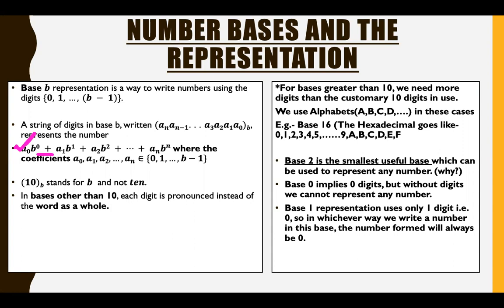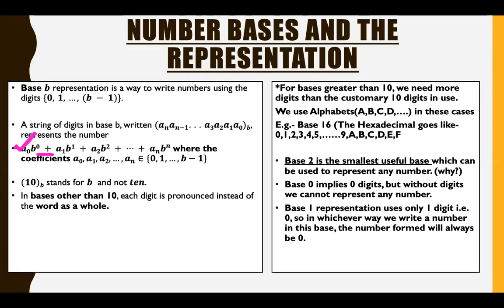For some bases other than 10, the digits are pronounced individually rather than as a whole. For example, base 16 uses the digits 0 to 9 and then the alphabets, which we pronounce as words too. For bases greater than 10, you need more digits than the customary 10 digits. So here we use the alphabets A, B, C, D, and so on. Base 16 is the hexadecimal base. This is 0 to 9, and then A, B, C, D, E, F.